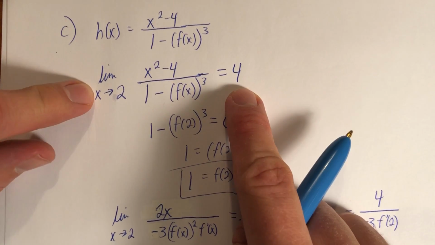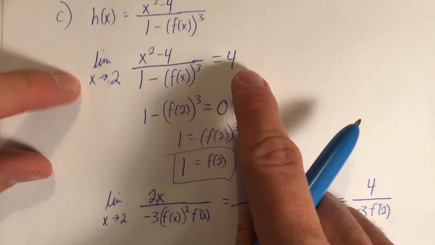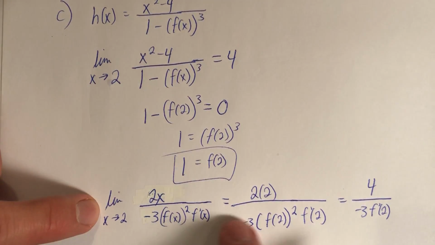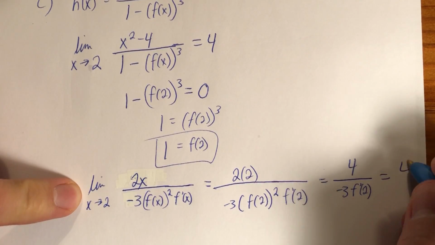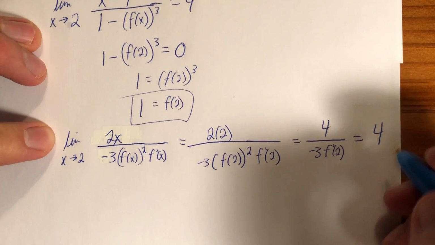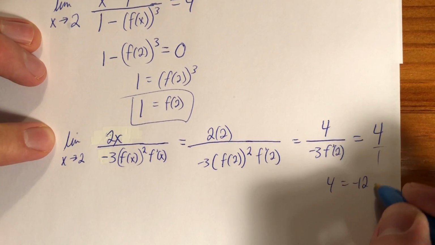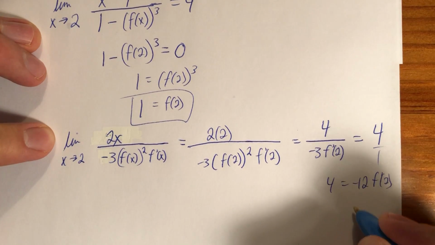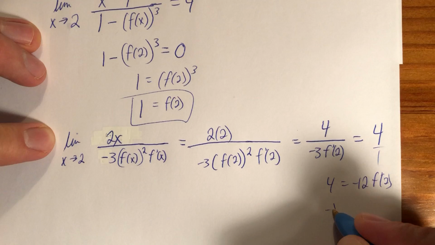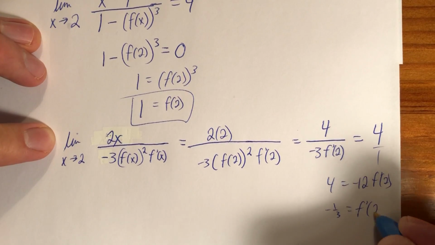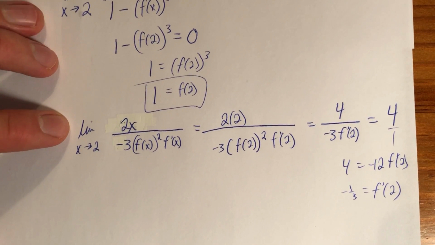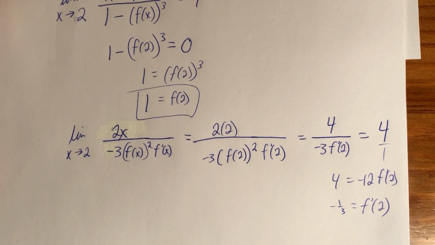And because this equals 4, and maybe this gets me nowhere, but because this equals 4, then L'Hopitaling it is going to give me 4. And then I can cross multiply. I'll make it 4 over 1, so 4 equals negative 12, f prime of 2. And so that gives me negative 1/3 equals f prime of 2. I feel like I've done a terrible job explaining that, so let me tackle it one more time.